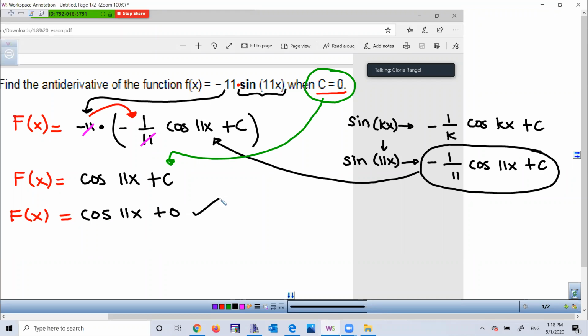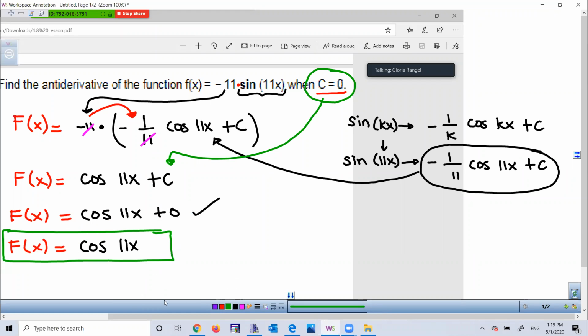To me, this is fine, but adding a 0 or subtracting a 0 does not change things at all. So the final simplification for this problem can simply be this, because plus 0 doesn't make a difference. Unless the c was a different number, then yes, you want to make sure you include it, right? Plus whatever the other number may be. But if not, this is the answer, right?